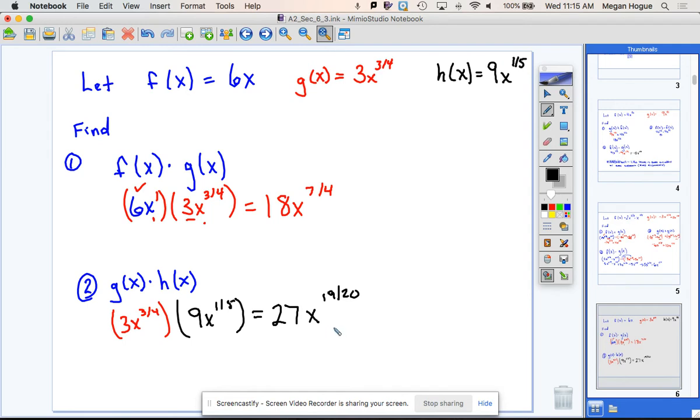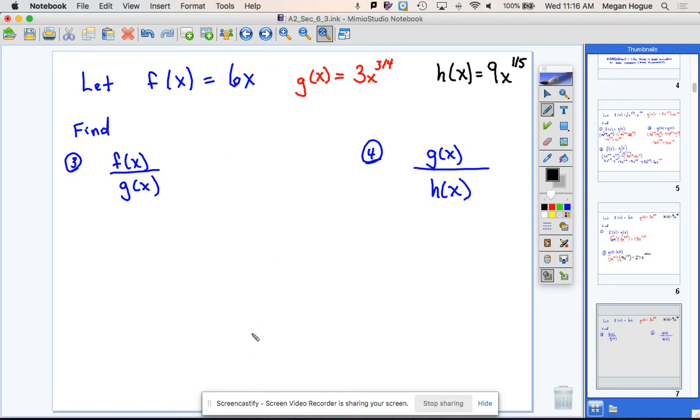Again, the good news is this was with variables, so I don't have to go to my table. I'm not simplifying anything. These are just, do you remember your properties of exponents? If it's multiplication, you add your exponents. And we move on to division.